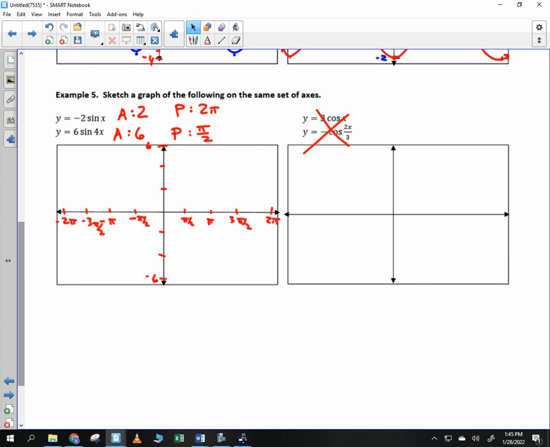We good? Okay, I'm going to start by graphing the one that goes the full period. I think that because it goes the full period there, it's going to be easier to sketch. So where will I start? Middle. And I go down from there, but how far down? Down to negative 2. And then back up and up. And I'm going to create that same pattern on the other side.